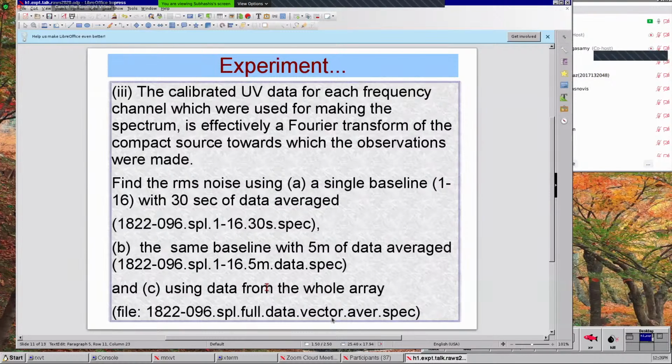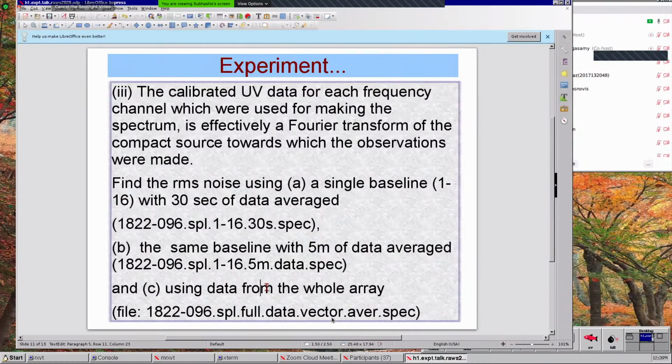The whole array for GMRT has 30 antennas. It can be shown that 30 combination 2, which is 435, is the number of baselines you will have. When you are adding 435 baselines' data together, the RMS should improve as the square root of n, where n is the number of baselines.